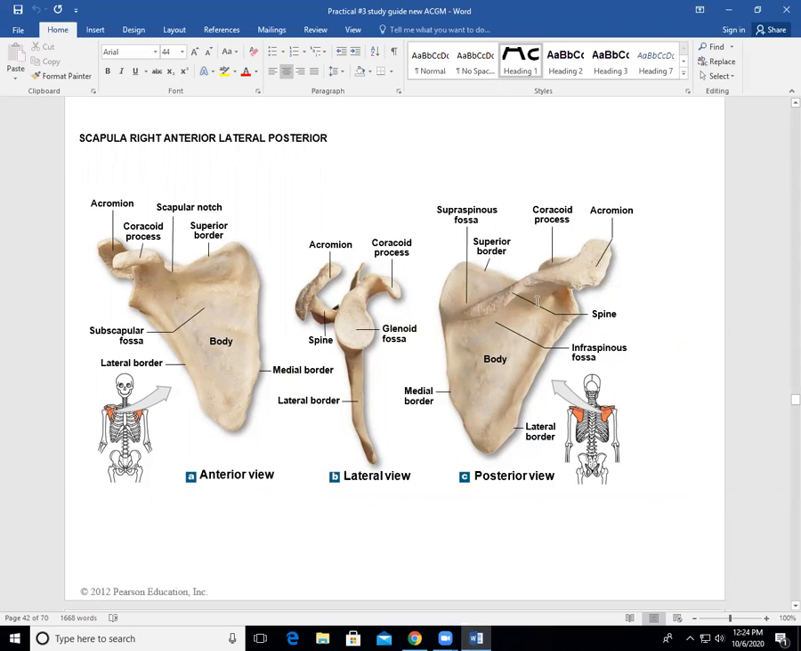All right, so on the inferior side of the spine, you have the infraspinous fossa. On the superior side, you have the supraspinous fossa. And a fossa is basically kind of a space. This line here at the top of the scapula is the superior border. Here's a view of the coracoid process. You'll see it better on the anterior view. Okay, this is the lateral side of the scapula, so this is the lateral border. This is the medial side, so it's the medial border.